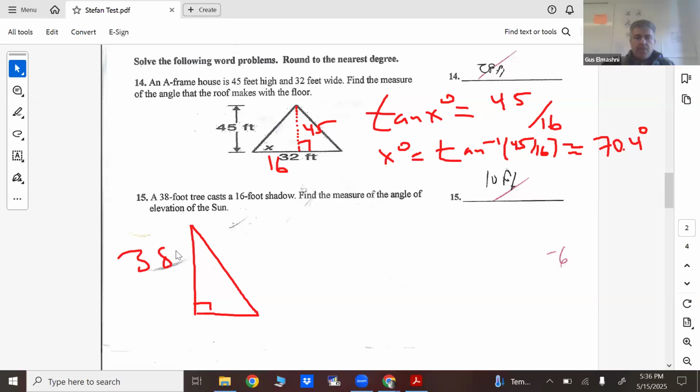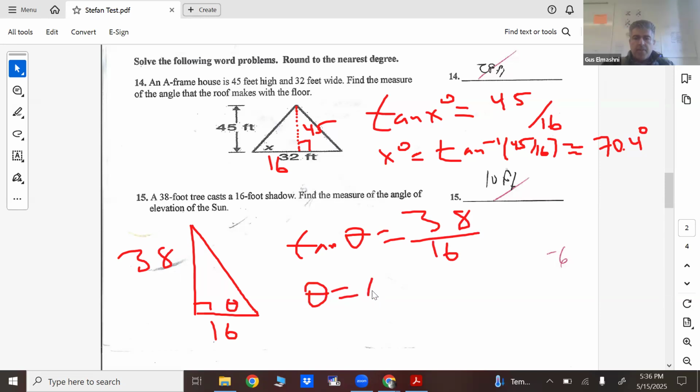Okay, 38-foot tree, 16-foot shadow. Find the measure of the angle of elevation of the sun. So you want to call it theta. So tan theta is 38 over 16. Where that is, 67.2 degrees. Oh, it said nearest degree. So actually that'd be 67 degrees for this one. And 67 degrees for this one.